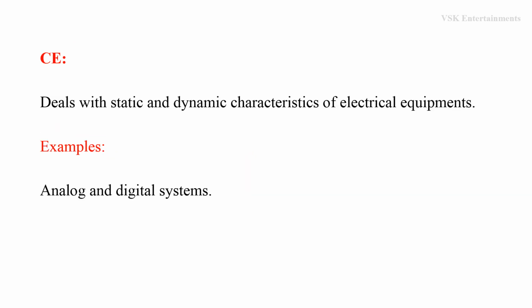Coming to control engineering, the engineering which deals with static and dynamic characteristics of electrical equipment or electrical systems is nothing but control engineering. The examples for control systems are analog and digital systems.